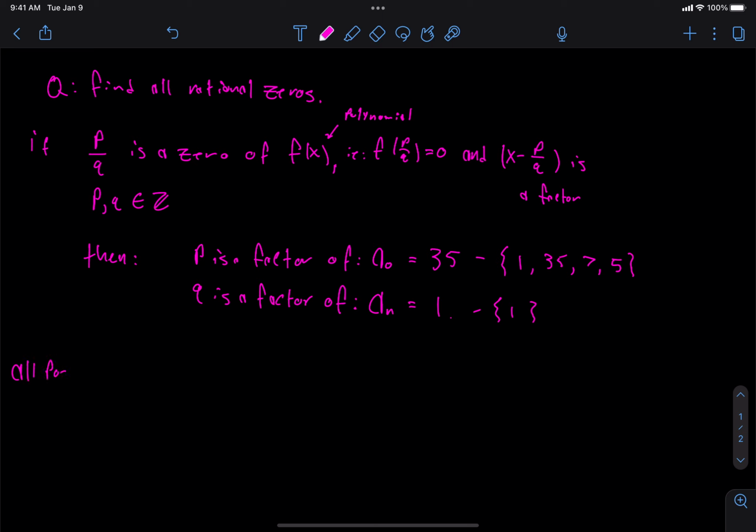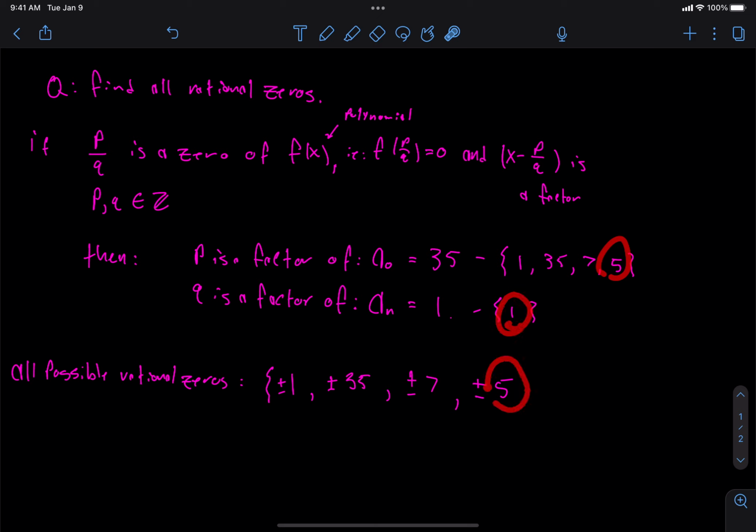How do we get it? We get it by taking any number in this set and dividing it by any number in this set. The first one I could do would be 1 divided by 1, which is 1, and I also pick up a plus and minus here. Next I've got 35 divided by 1, which is plus or minus 35. For 7, I've got plus or minus 7. And for 5, I've got plus or minus 5 divided by 1, and 5 divided by 1 is just 5.